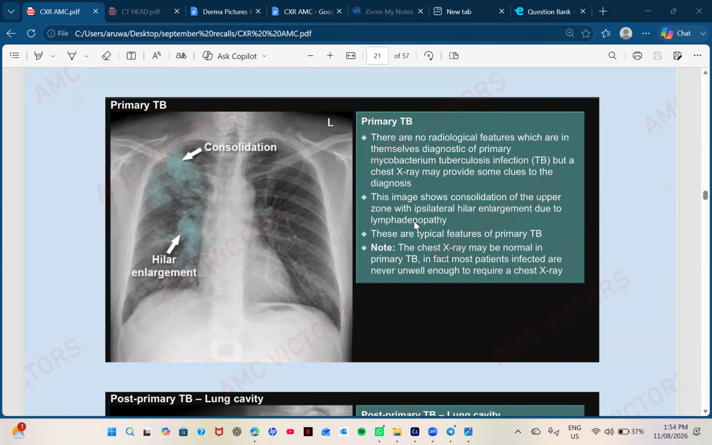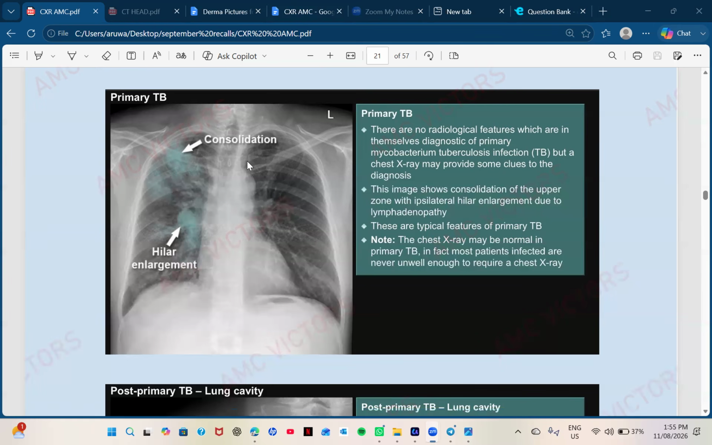So once you are suspecting active TB, what do you need to do initially? Tell me, doctors. Chest X-ray plus what? How many sputum samples? Three sputum samples for AFB, right? Very important. These are other things that I'm just asking. Very important. Okay. So here you can see the consolidation, or hilar enlargement.